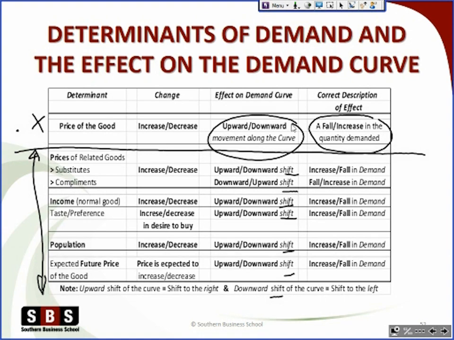But just take note, the same goes for supply. I'm not going to go through the supply in detail, but these two tables, for demand and for supply, are important for you to understand. Just work it out for yourself and see if you understand it. If you don't, please contact me.